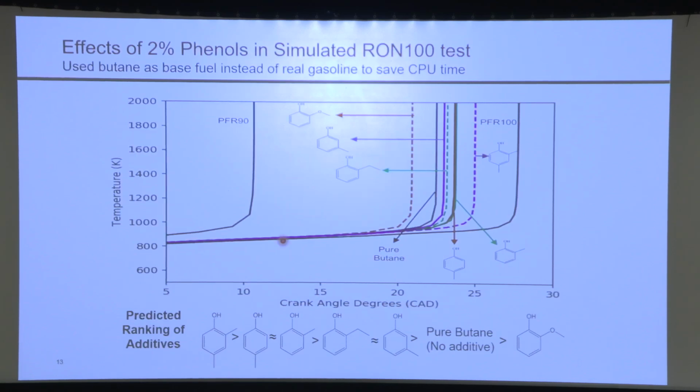And this is what our predictions were, that when you add 2% of each of these phenols, compared to pure butane here, most of the phenols make the ignition delays later, which is what you'd expect or what you want for an octane improver. However, this one has the reverse effect. It makes the ignition sooner. And so then we can rank them. And the best one is this one, and this one is terrible. So that's our predictions.